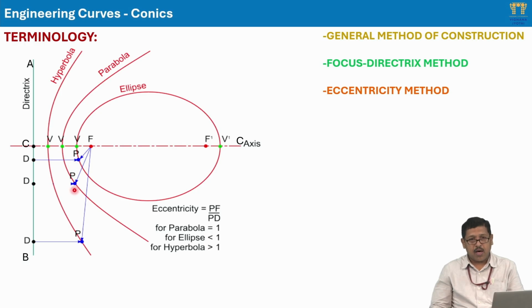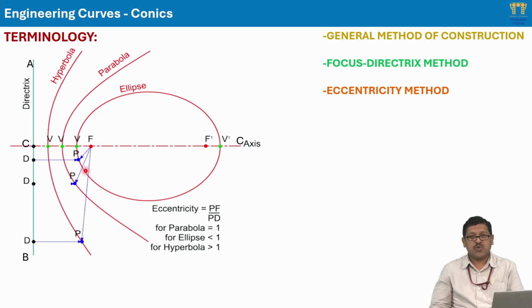Same way I can do it for the parabola as well as the hyperbola. I can measure the distance of point P from the focus F. Similarly, I can measure the distance of point P from the directrix. If I take the ratio of these two, I get a constant. This constant is already standardized and found out. So here it is shown that for parabola, that constant is equal to 1. For ellipse, it is less than 1. And for hyperbola, it is greater than 1.